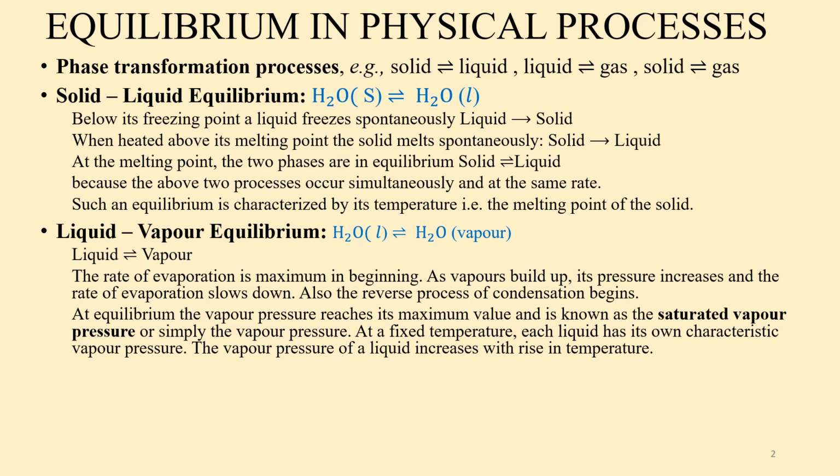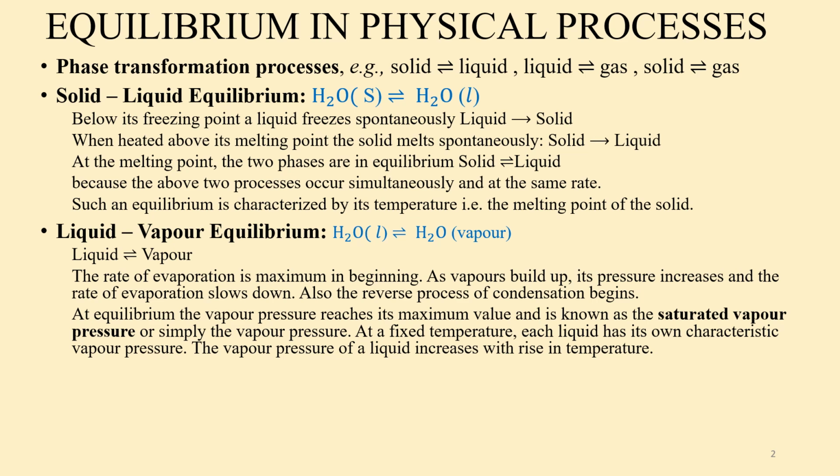Liquid vapor equilibrium. An example is H2O, that is, water in liquid form getting converted to vapor or steam. So H2O liquid can become H2O vapor, and simultaneously vapor can also become liquid. The rate of evaporation is maximum in the beginning. As vapor builds up, the pressure increases and the rate of evaporation slows down. Also, the reverse process of condensation begins.